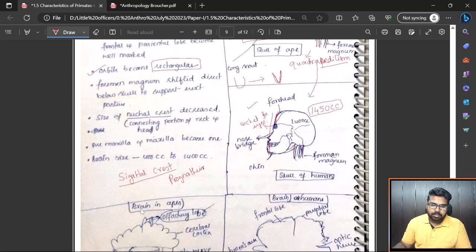Prognathism means having a bigger lower jaw, a bigger mandible. Mandible means lower jaw. Okay, so as they have a bigger mandible, they are extremely prognathous.